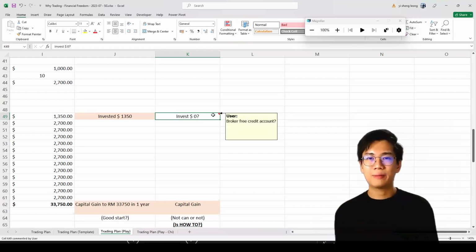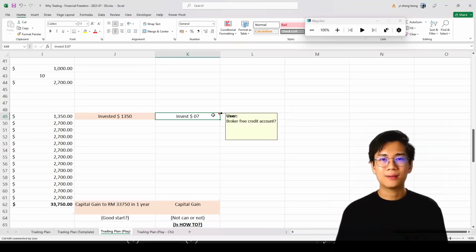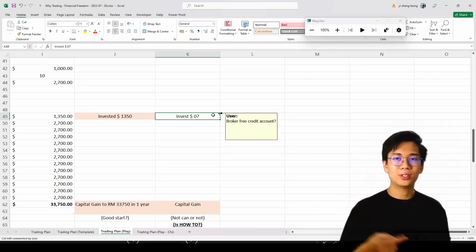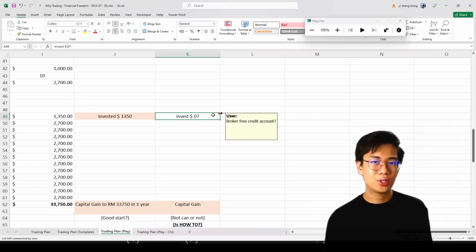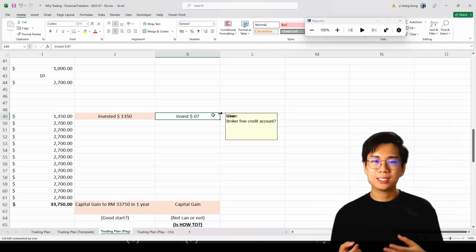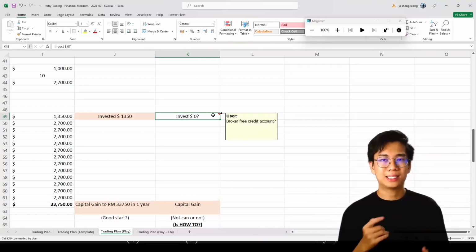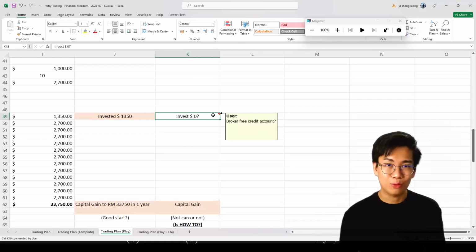After withdrawing, how many friends do you have? Ali, Abu, Akau, all go in, 100, 100, 100, 100. Accumulate from this broker's free credit account. And are all these brokers regulated? I would say less regulated, but that is what we want.